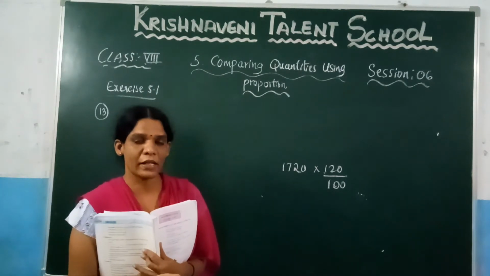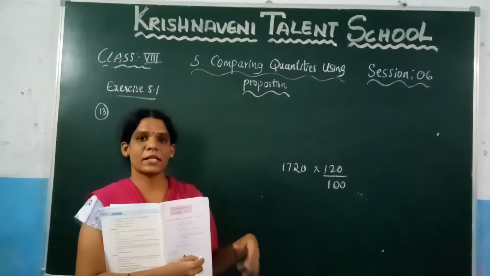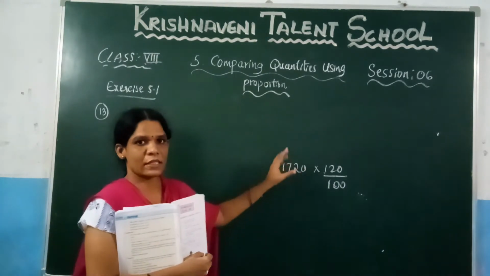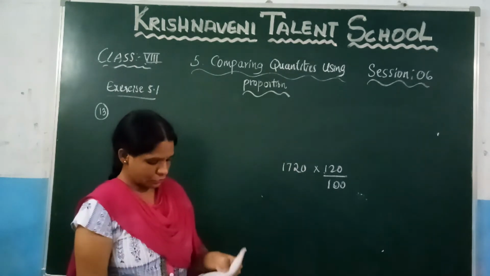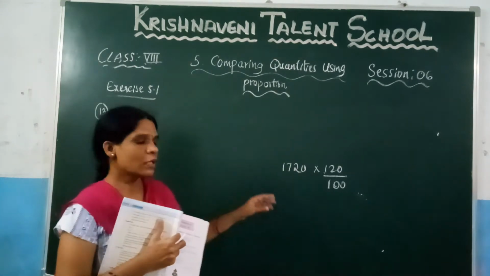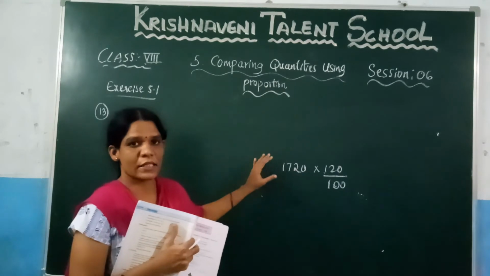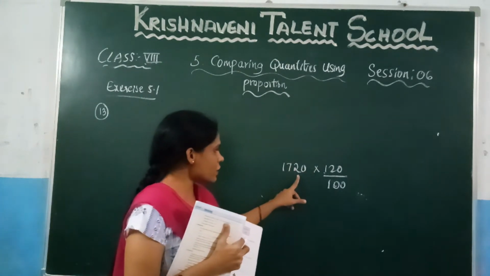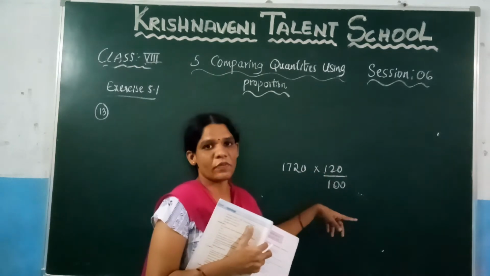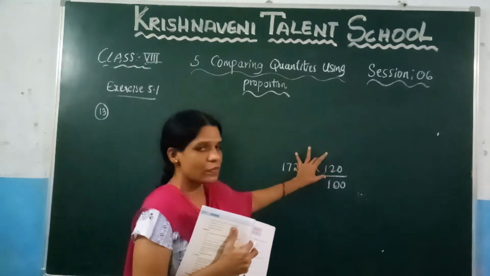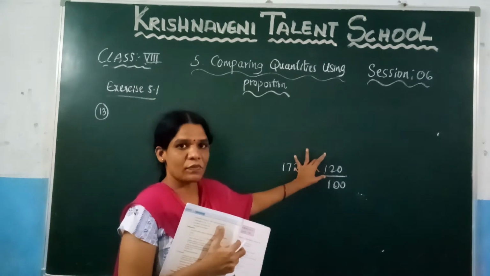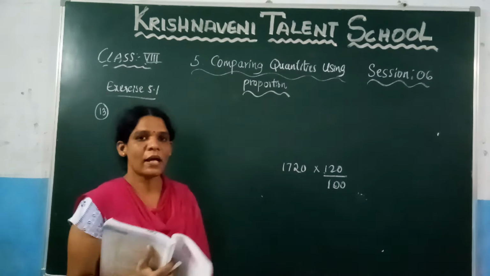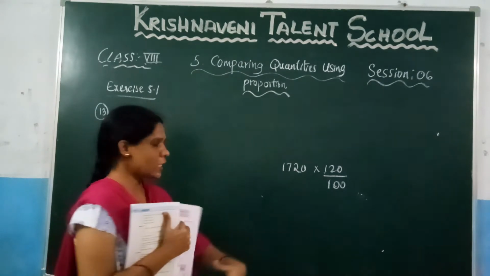Now what they are asking here, how many bags of cotton does she expect this year? If you want to find the number of bags she is expecting this year, you need to find the value of this one. This is the number of bags of cotton last year. She is expecting 20% more. So we have take it here 1720 into 120 by 100. Why we are taking here 120? Because in the question they have given here 20% more. More is nothing but you need to add 100 plus 20. Let us solve this one.